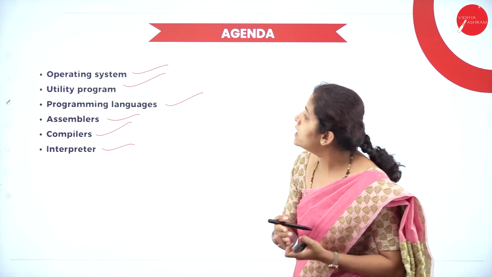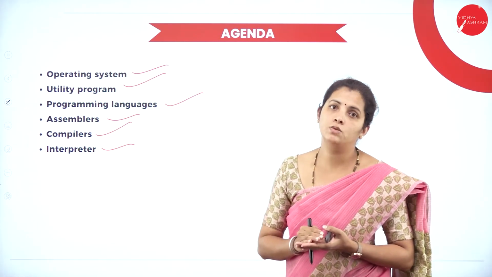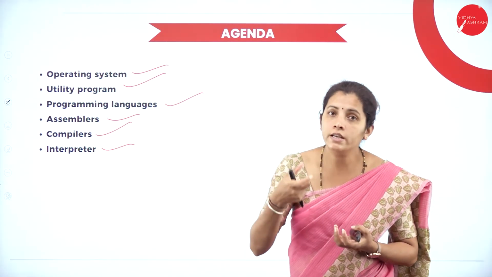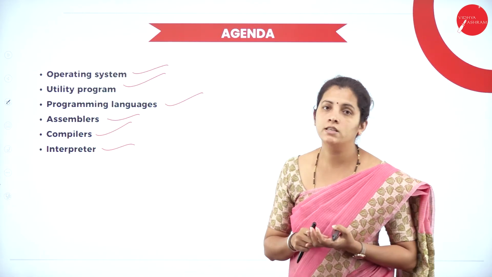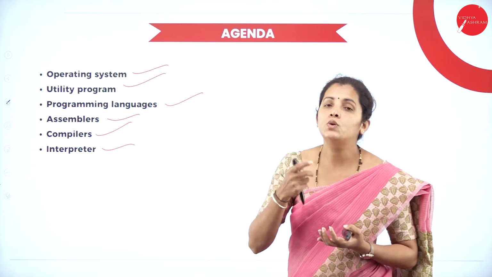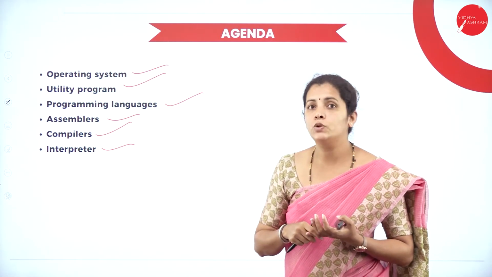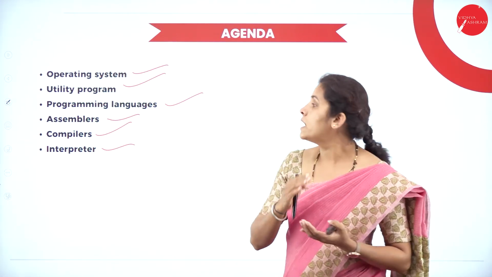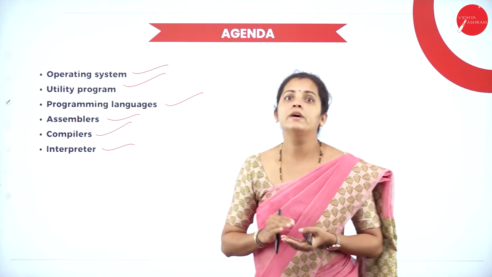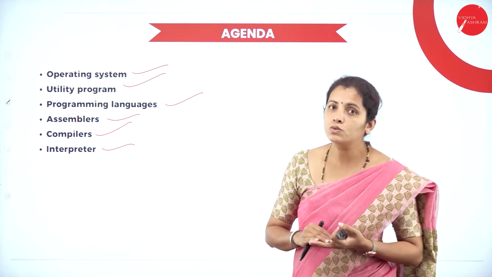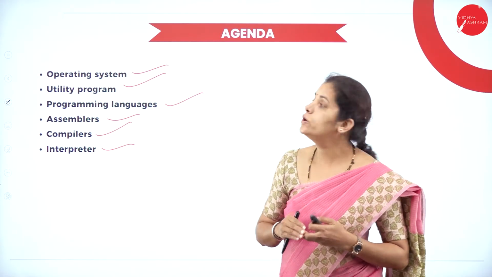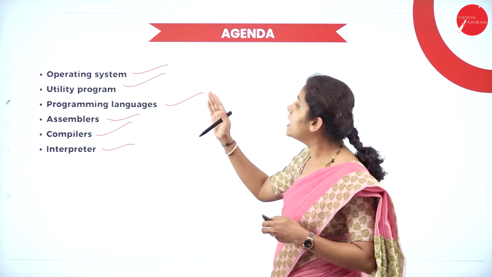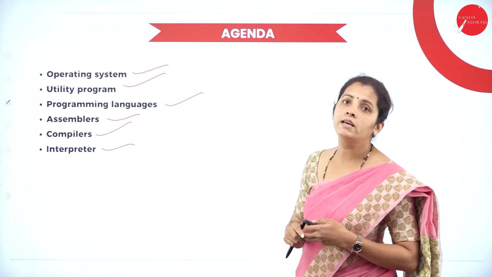Before starting today's session, let me recall what I discussed in my last session. I discussed what a real number is and how to represent real numbers in a computer system. Real numbers are represented using fixed point and floating point notation. At the same time, we studied what computer software is and the types of computer software. In today's session, I'm going to deal with operating system, utility programs, programming language, assembler, compilers, and interpreter.